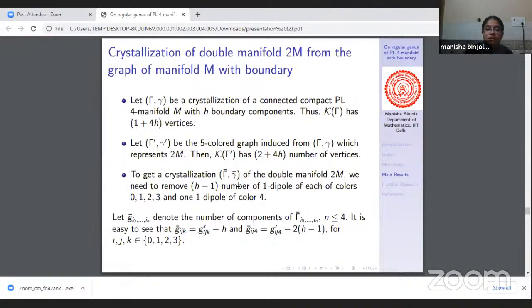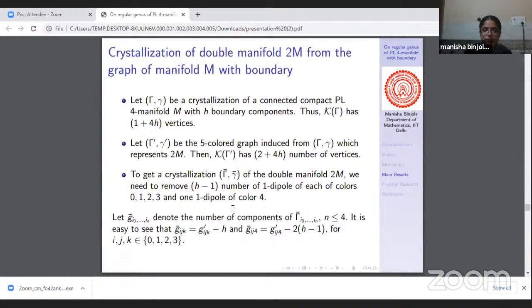So H components give 4H vertices. We have H number of 0 colored vertices, H number of 1 colored vertices, and we have 2 4 colored vertices. This means we have H minus 1 number of 1 dipoles of these colors, 0, 1, 2, 3 colored vertices, and 1 dipole of 4 color.